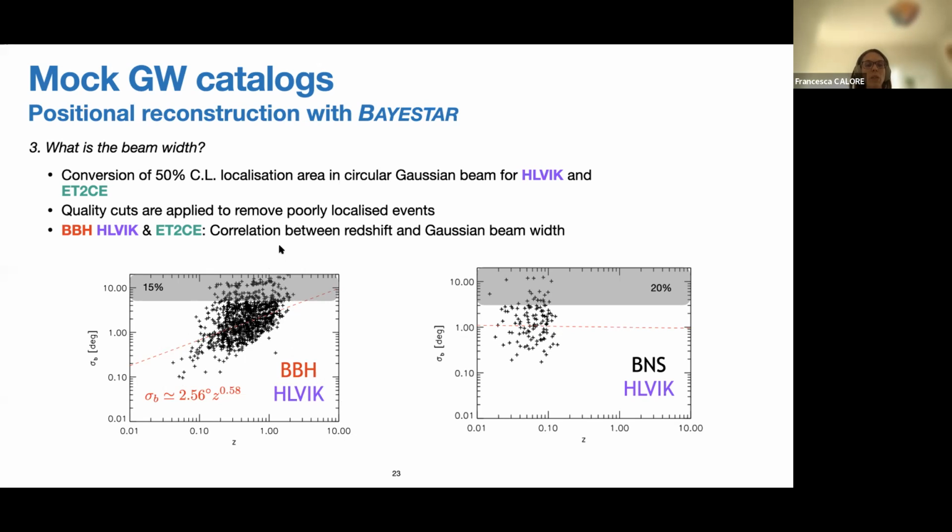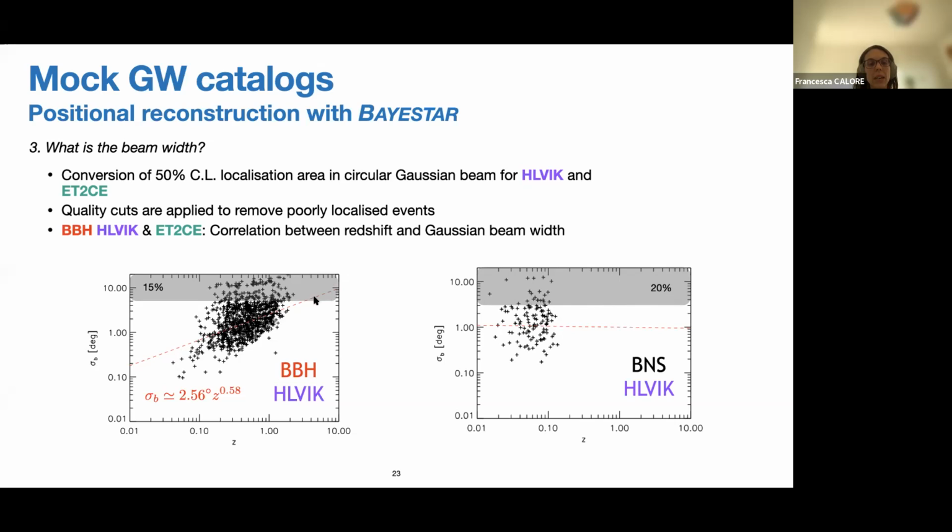But what you can do, and what we have done, is to apply some quality cuts on the localization, and so remove events that are poorly localized. And if you think about the future of the gravitational wave detection pipeline, this is also what you will be able to do, to make quality cuts on your events in order to remove the ones that are not good for the purposes of your analysis. So in the case of binary black holes, we remove about 50% of events that have a Gaussian beam width larger than 5 degrees, while for binary neutron stars, we eliminate like 20% of the events.